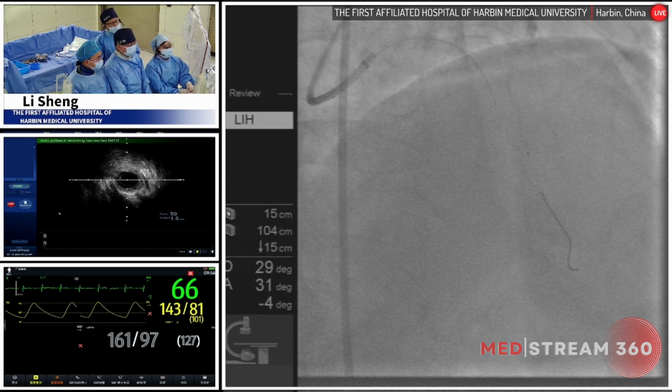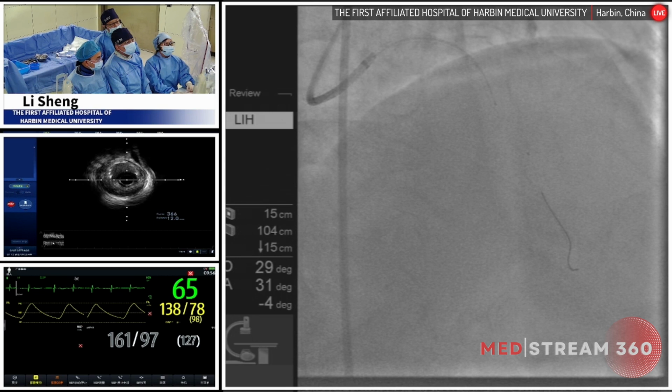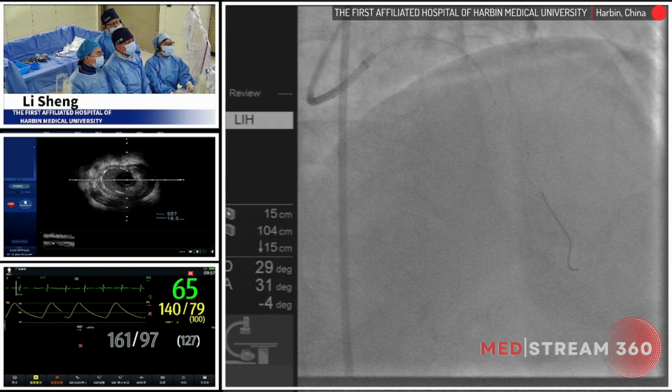And if we do the left main PCI first, of course, I will choose mechanical circulation support. And even I think if we do the left main PCI first, IABP is not enough. Maybe Impella or ECMO.